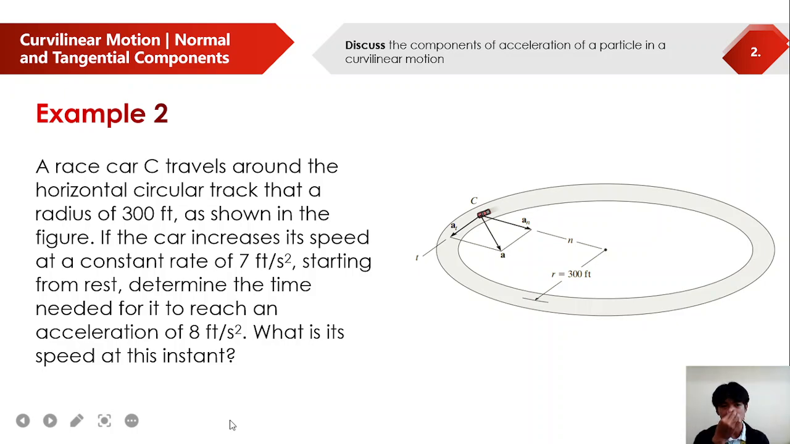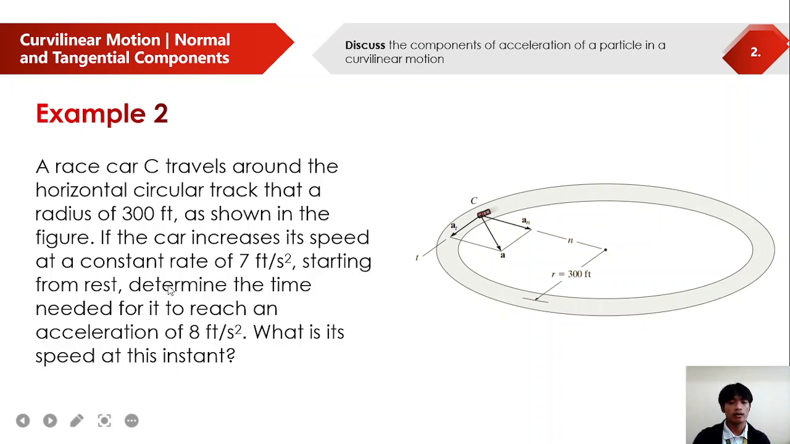So let's have another example. It says here that a race car C travels around a horizontal circular track with a radius of 300 feet, as shown in the figure. If the car increases its speed at a constant rate of 7 feet per second squared, starting from rest, determine the time needed for it to reach an acceleration of 8 feet per second squared. What is its speed at this instant?